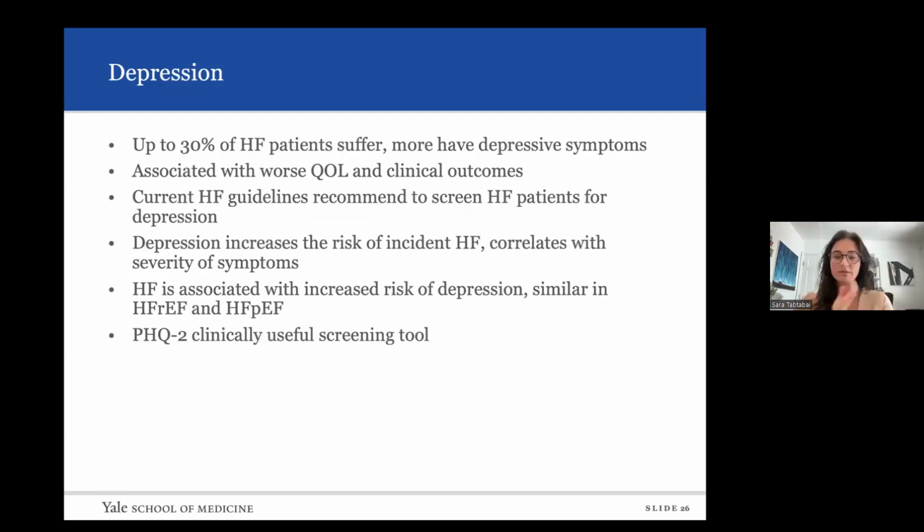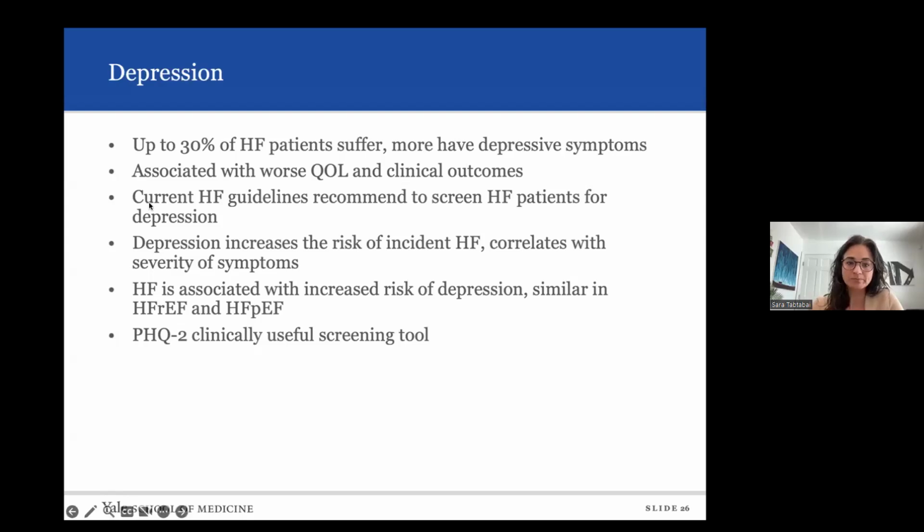Depression. So we have a few minutes left. I think depression is so interesting, the data that's out there with heart failure. Up to 30% of heart failure patients suffer from a diagnosis of depression, and even more than that have depressive symptoms, but maybe not a diagnosis of depression. When a patient has heart failure and depression, they have worse quality of life and worse clinical outcomes.